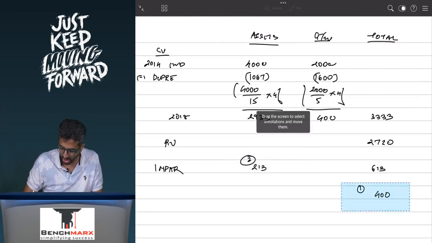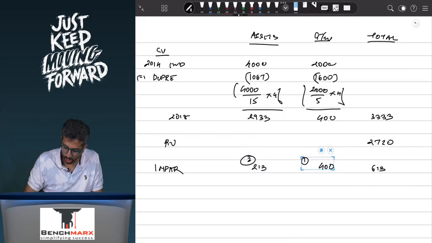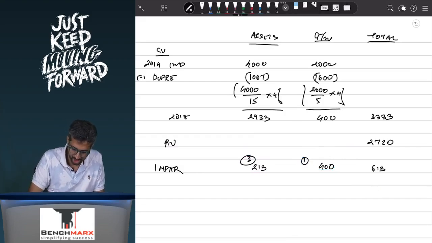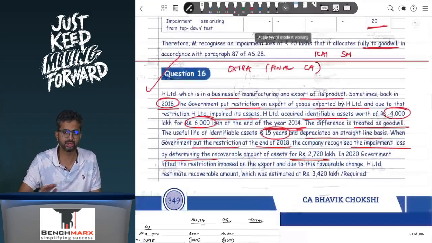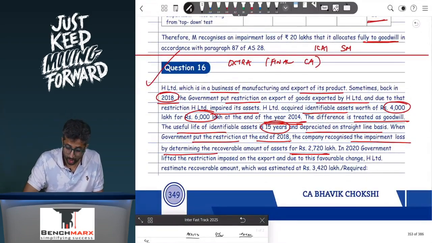So over here, after doing all of this working, your goodwill will become 0. So if I want to find the revised carrying value, this would be 400 minus 400, this comes to 0, whereas over here this will be 2720. So this is the revised carrying value at 2018 end. This is nothing new over here. In 2020, now is the new part.